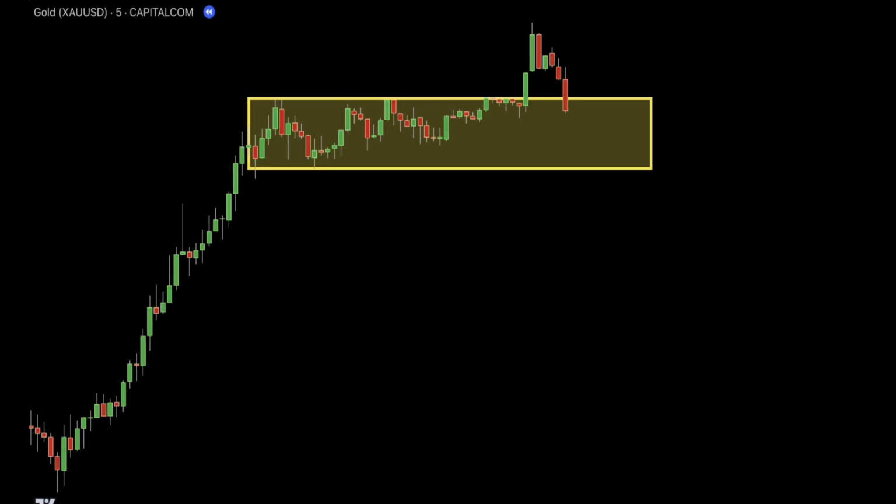Now, let's go back to the 5-minute time frame. We have 2 key confirmations. The higher time frame suggests a potential reversal. The 5-minute chart shows a power of 3 pattern.